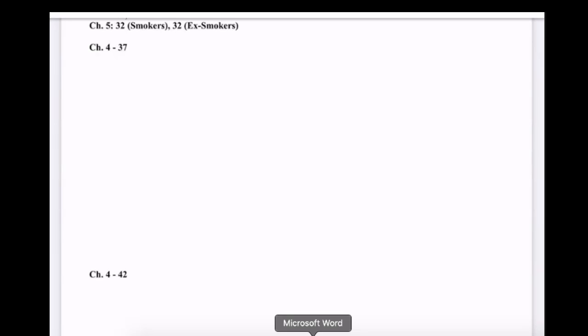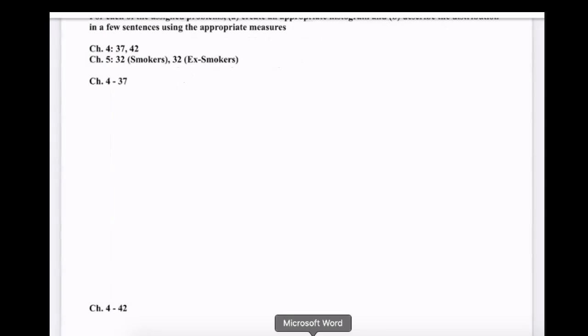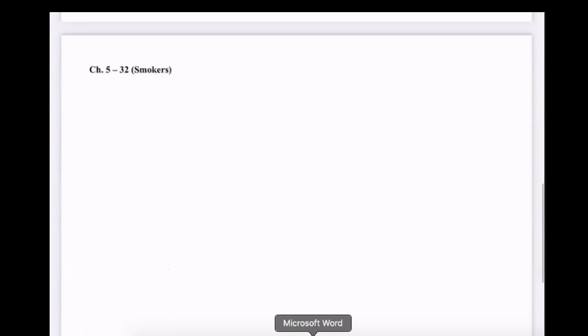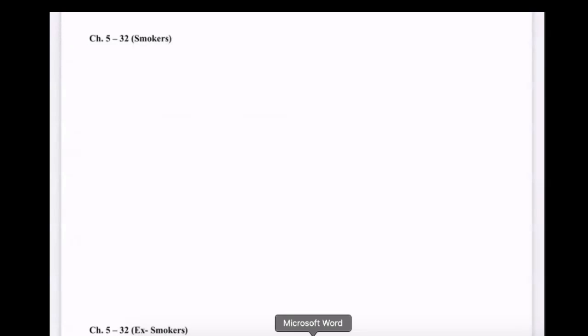I will update this very shortly and state what bin width I want you to use and where I want you to start your histogram at. So I'll state the X min and the bin width that I want you to use so that it matches me. Now that means you have to go to chapter 4 and get the data for first two problems, 37 and 42, but then you have to go to chapter 5, problem 32, and you're going to do the data just for the smokers, and then you're going to do the data just for the ex-smokers. I will update this basically right after I get off with what I want the X-min and the bin width to be for each of these 4 problems.